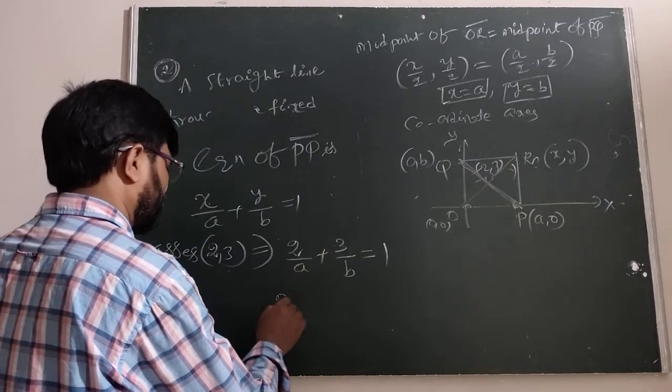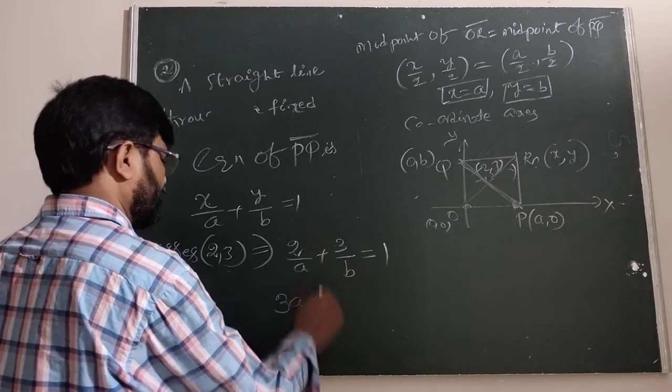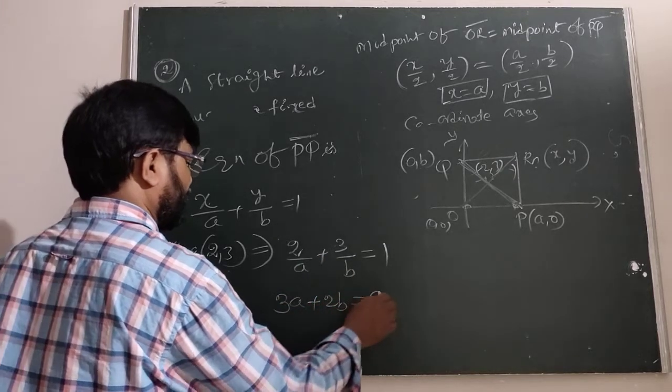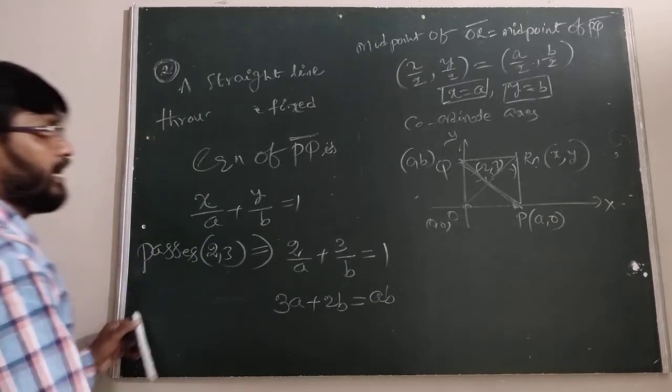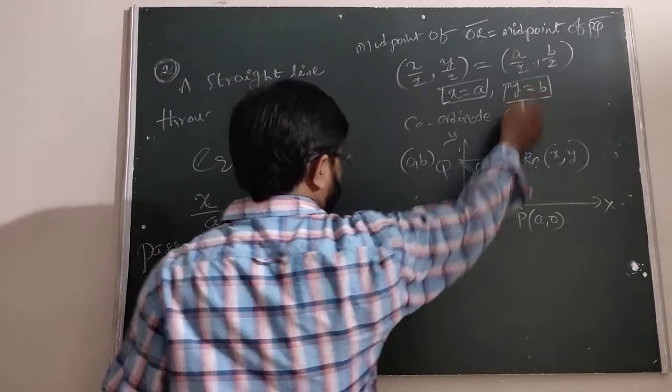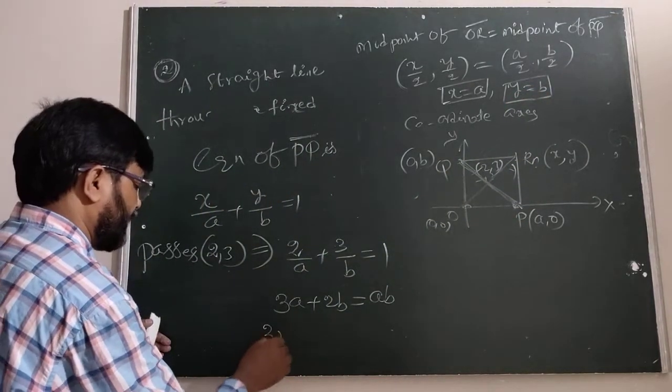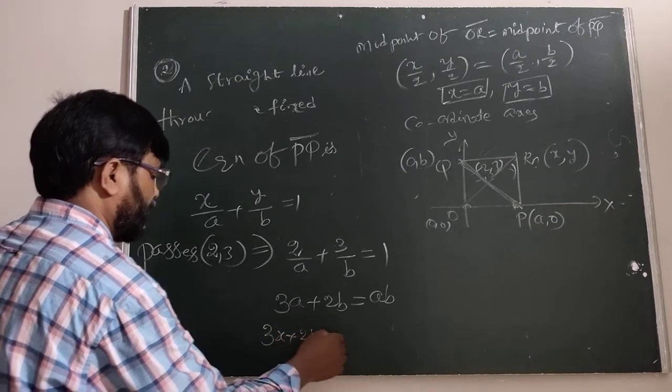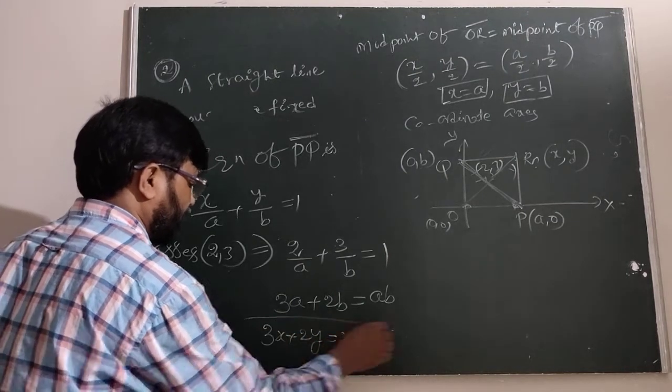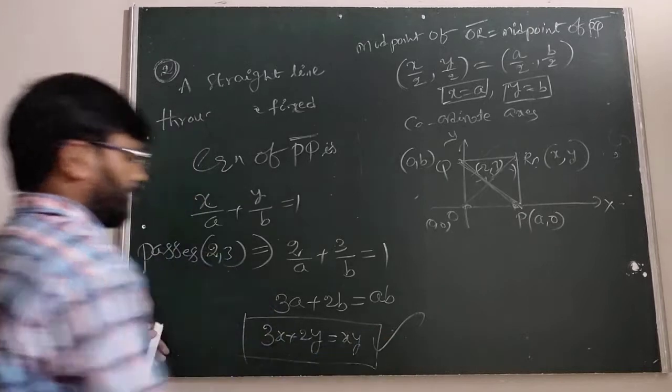Therefore, 3a + 2b = ab. Here a is x and b is y, that is 3x + 2y = xy. This is our required equation.